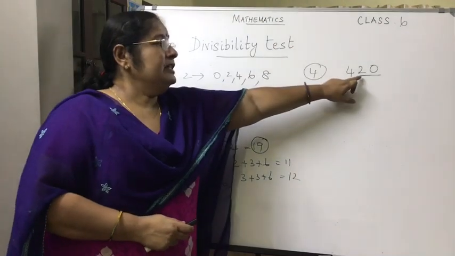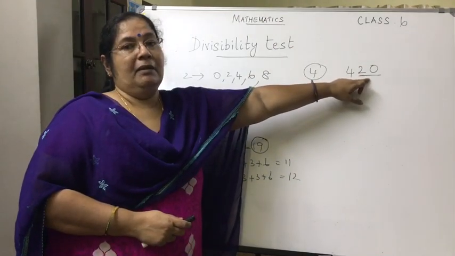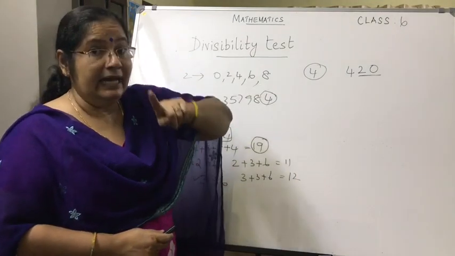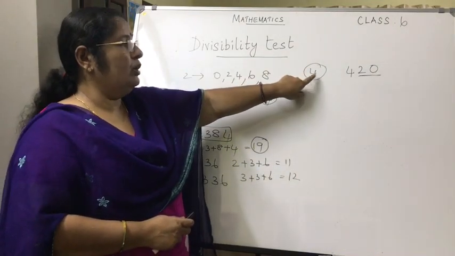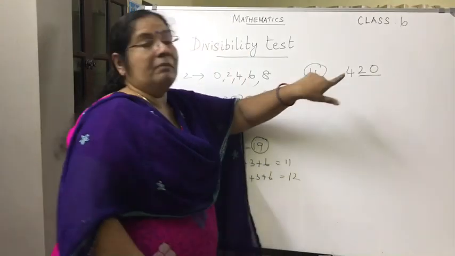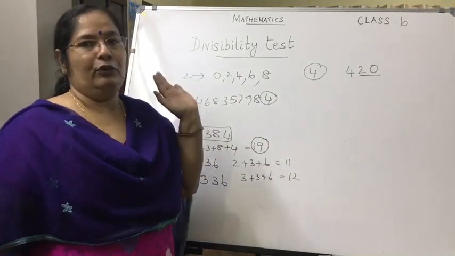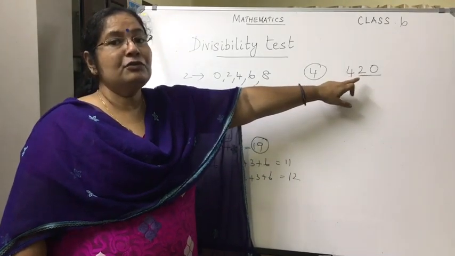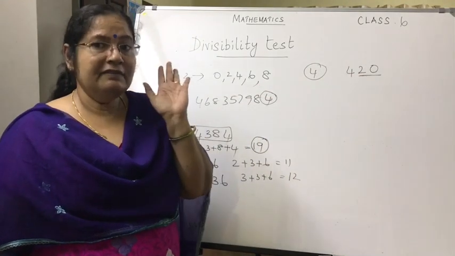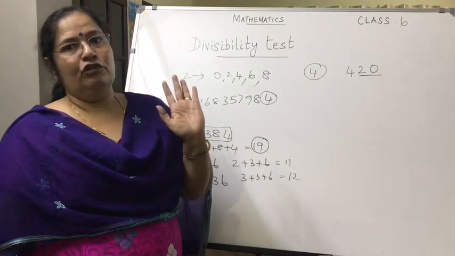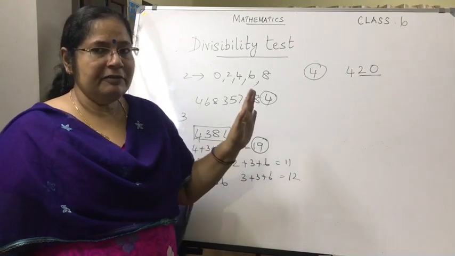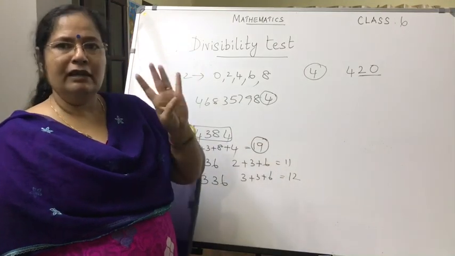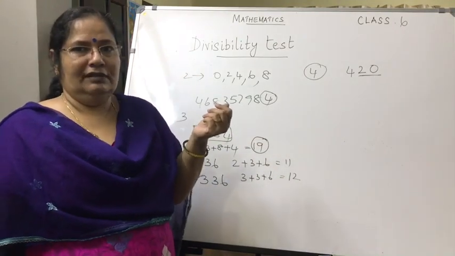If the number formed out of the digits from the ones and tens place is divisible by 4, then the given number will be divisible by 4. So, which is the number formed by the last 2 digits? 20. Is 20 divisible by 4? Yes, 4 5s are 20. So, 20 is divisible by 4, which means 420 will be divisible by 4. You can check it if you want.